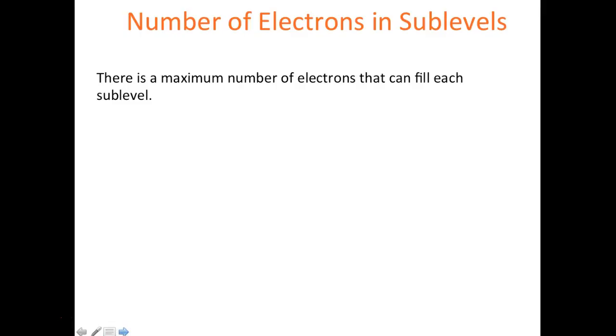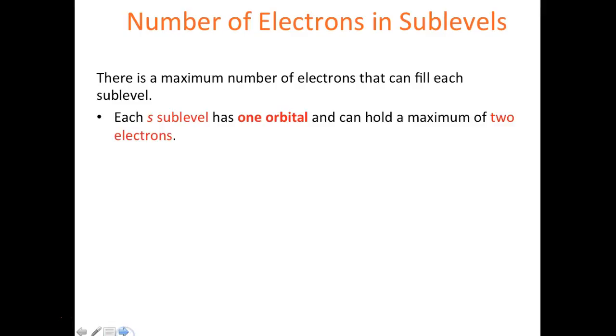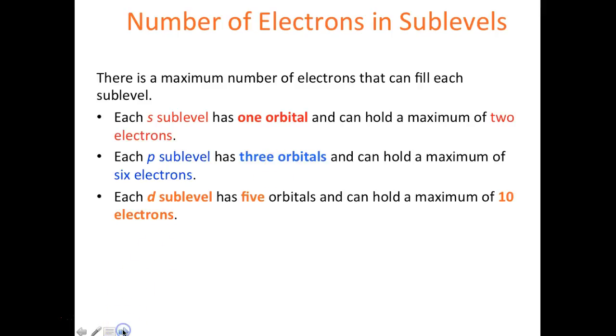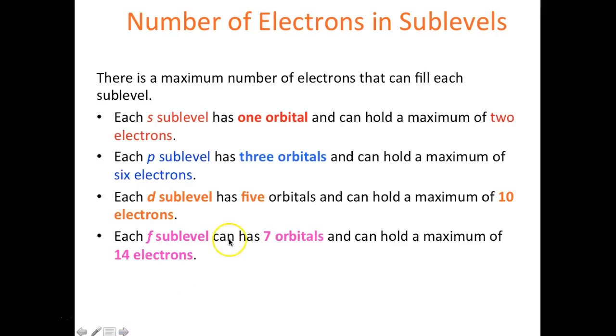The maximum number of electrons that can fill a sublevel depends on how many orbitals are present in the sublevel. One orbital means only 2 electrons. P has 3, therefore it can have a total of 6. D has 5, so it can have a total of 10. And F has 7, so it can have a total of 14.